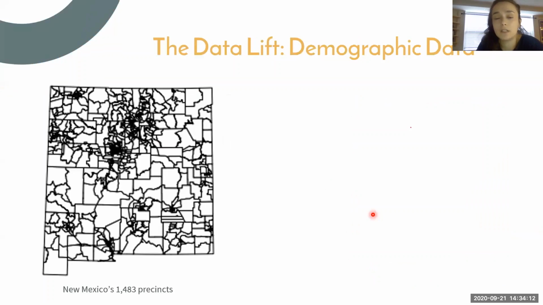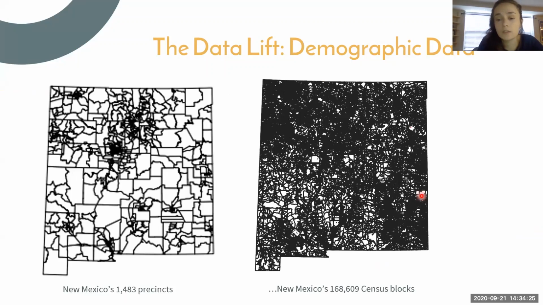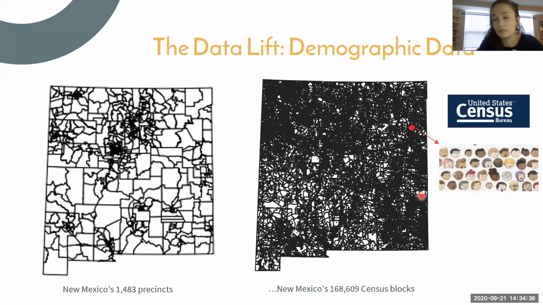The next part of the data lift is attaching demographic data to each precinct. So the number of people, and then broken down by race for each precinct. So here are New Mexico's about 1,500 precincts. Here's New Mexico's 168,000 census blocks. Census blocks are a census level of geography. It's the smallest geography that the census releases their demographic data on.